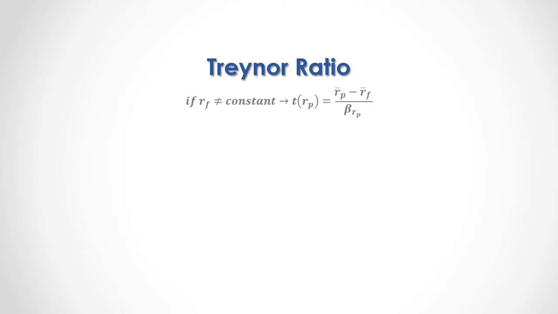If the risk-free rate of return is not constant through time, then the portfolio returns Treynor ratio is equal to, and within the numerator, we have the portfolio returns mean minus the risk-free rate of return mean, and that result is then divided by the portfolio market beta.